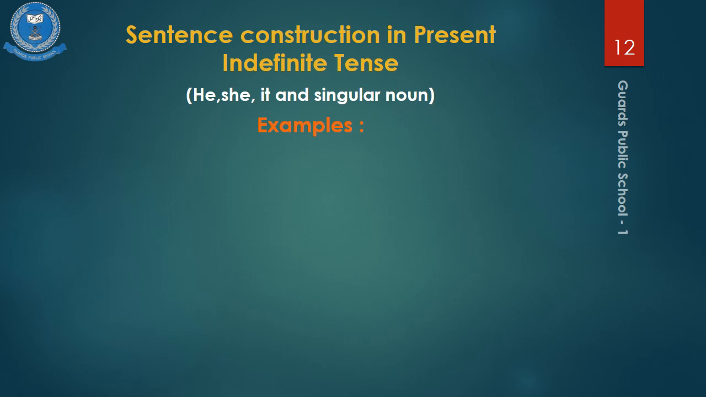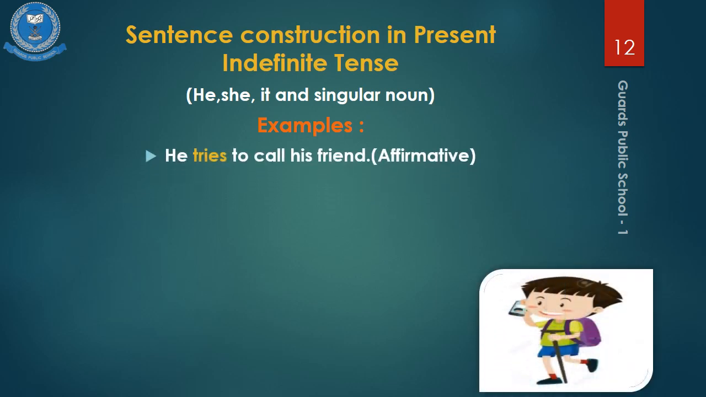These sentences are according to the structure which I have recently explained. Sentence number 1. He tries to call his friend. Since it is an affirmative sentence, we will use the first form of verb with ies. The next one is negative. He does not try to call his friend. In negative, we write does not with the simple first form of verb.